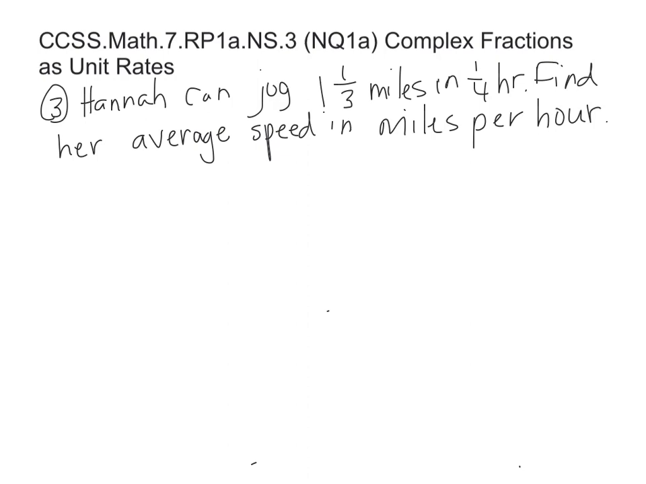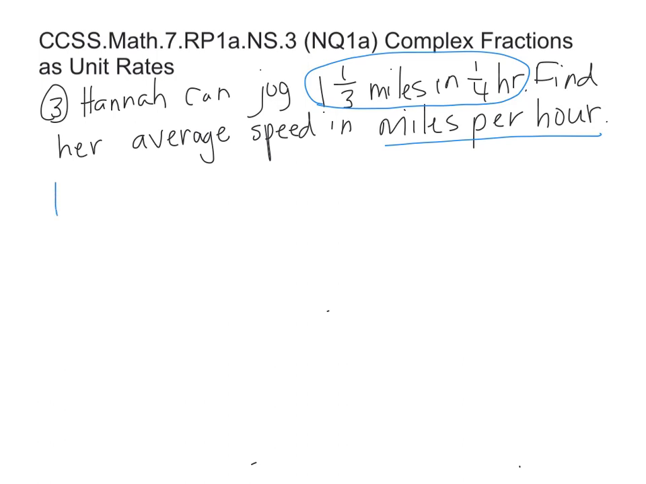Anyways, Hannah can jog 1 1/3 miles in 1/4 of an hour. So 1 1/3 miles in 1/4 of an hour. So let's pull out the math here. And what is the average in miles per hour? So we want to know what the average speed is.